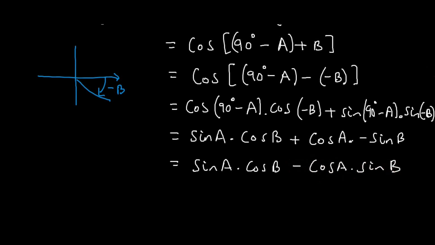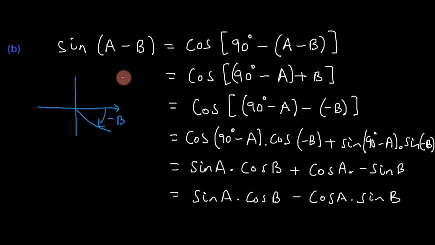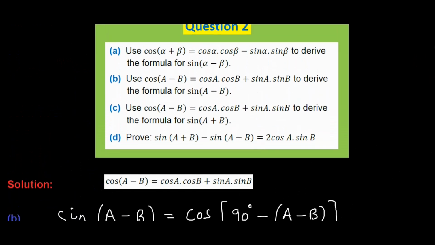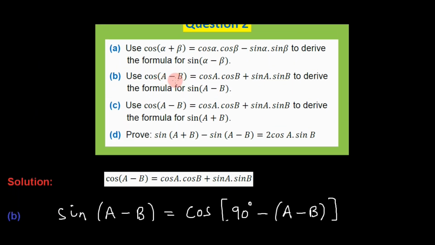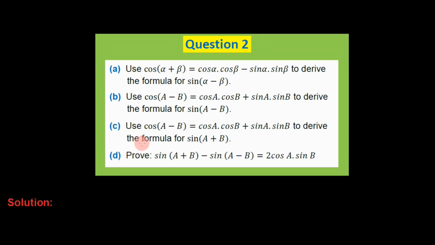And we have now derived an equation for the expansion for sine of A minus B by using the cos expansion for A minus B. Then coming to C, here we have to use the cos expansion for A minus B to derive the formula for sine of A plus B. And we're going to do it in a very similar way to A and B.